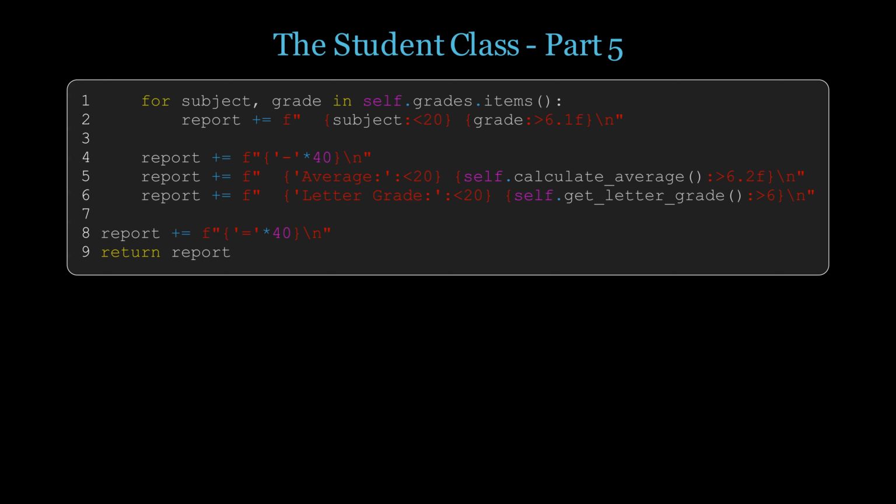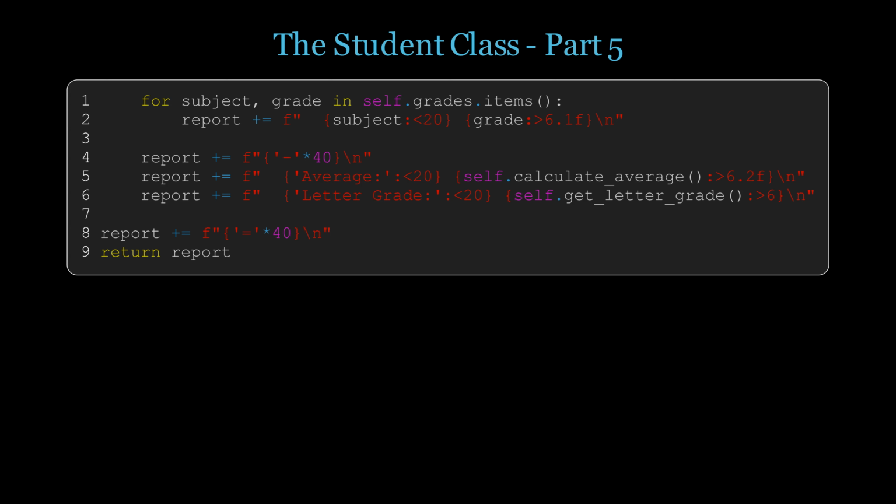We use :<20 to left align the subject in a 20-character field. We use :6.1f to right align the grade in a 6-character field with 1 decimal place. This creates beautiful columns that line up perfectly.